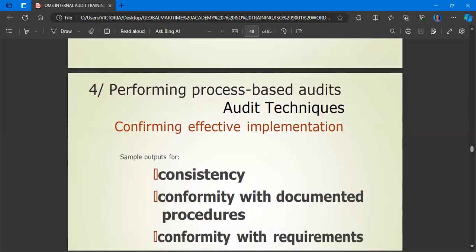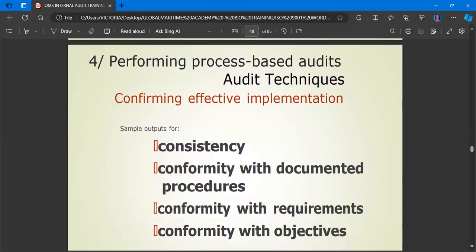Audit techniques: confirming effective implementation. Sample output for consistency. You check their output. Is their output in January consistent with the output in February? The one in February, is it consistent with the output in March and April? Because that is the aim of the management system. The output has to be consistent.